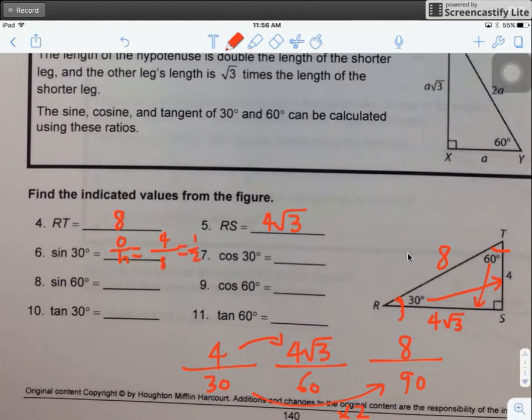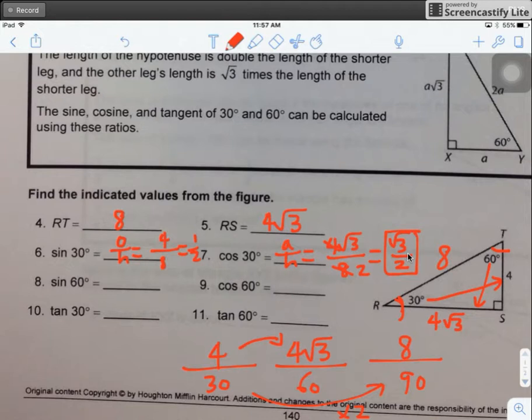Number 7 is asking for the cosine of 30. And we know that cosine is adjacent over hypotenuse, which means adjacent to angle 30. That's 4 radical 3 divided by the hypotenuse, which is 8. And we can reduce that by 4. So the reduced fraction would be radical 3 over 2.